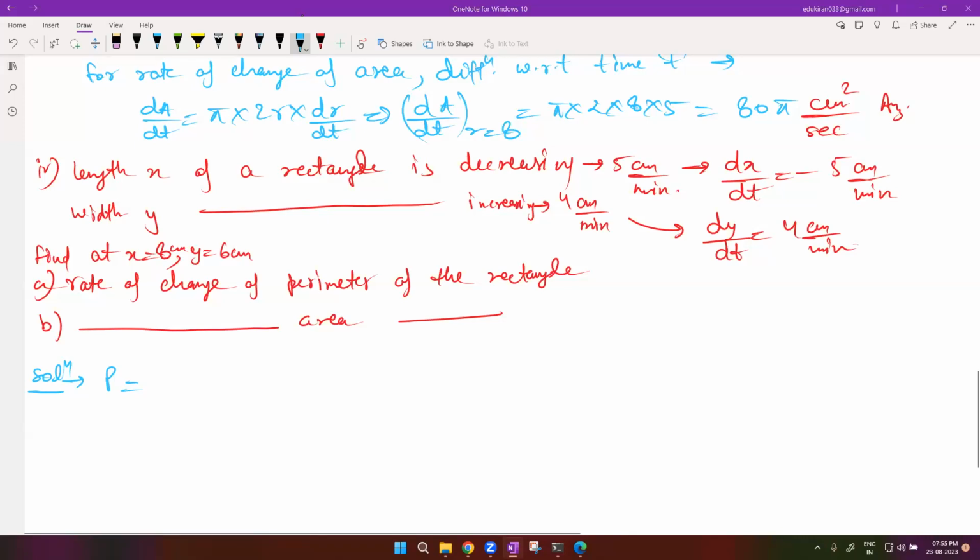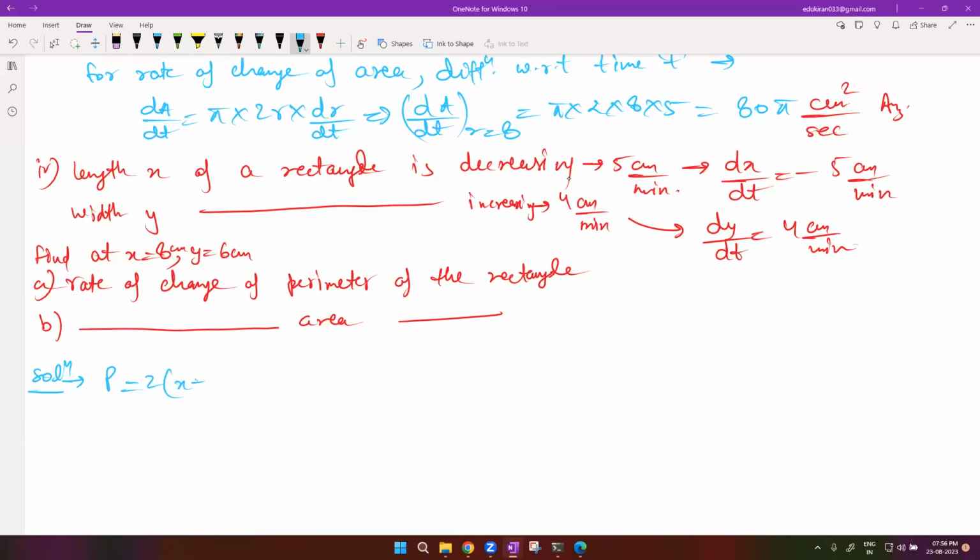Can someone tell me the formula of perimeter of a rectangle? The toughest question of the class today. Yes, minus 2 centimeter per second. Okay, let's find out. So first of all, tell me the formula of perimeter of a rectangle here. Yeah, twice length plus breadth, right?